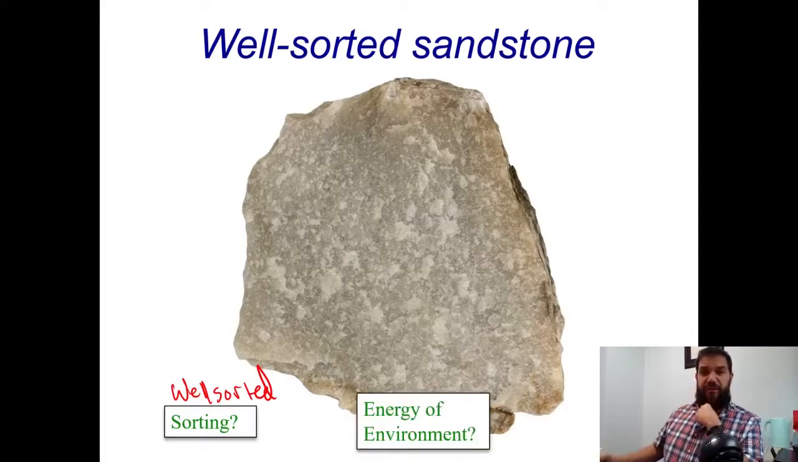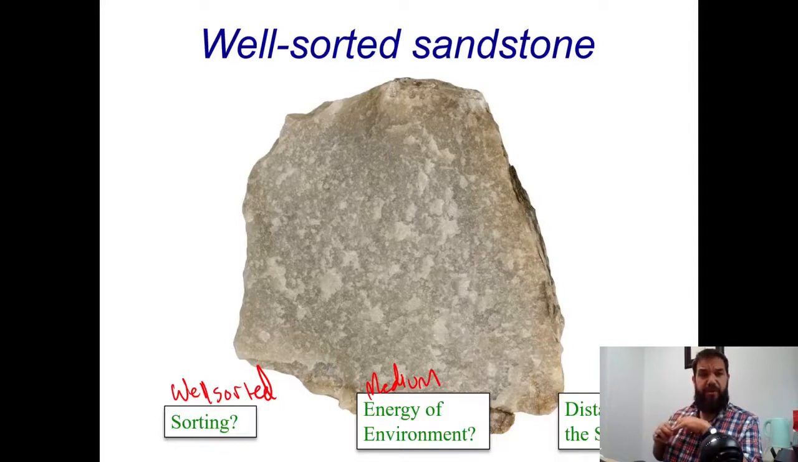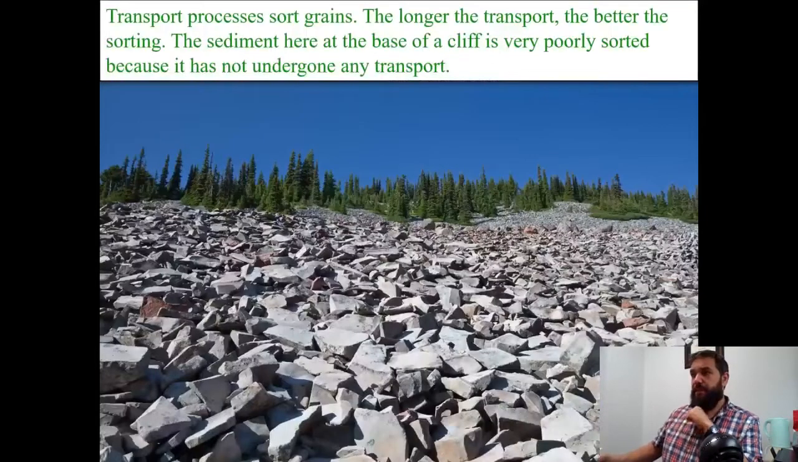What do you think of the energy of the environment? It's probably medium, right? What do you think about the distance to the source? It's probably a medium distance, a medium degree of transport, maybe a high degree of transport. So I would say medium to far. Okay. So transport sorts the grains. One thing that sorting tells you is how far the material has been transported.